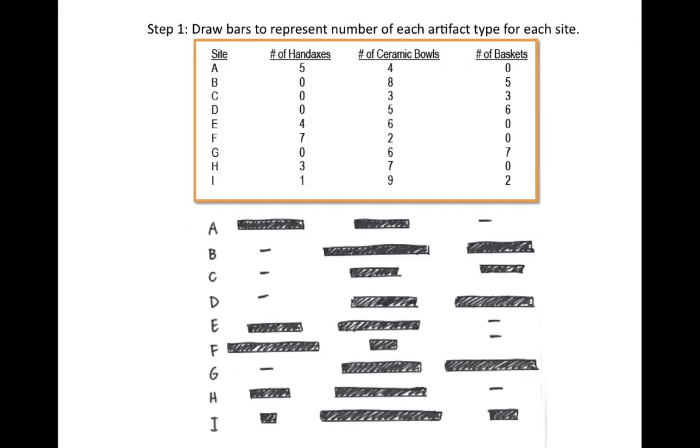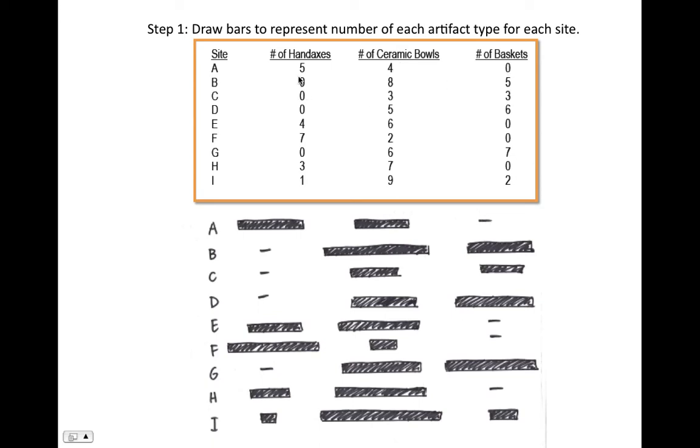So the first step in doing a seriation is we need to translate these numbers into a graphical representation of frequency at each site. So for site A, we have 5 hand axes, 4 ceramic bowls, and no baskets. What you can see down here is that I have drawn a bar that is 5 centimeters long. That represents the 5 hand axes. I've also drawn a bar that is 4 centimeters long to represent the 4 ceramic bowls. And then I've made a dash here to represent 0 baskets.